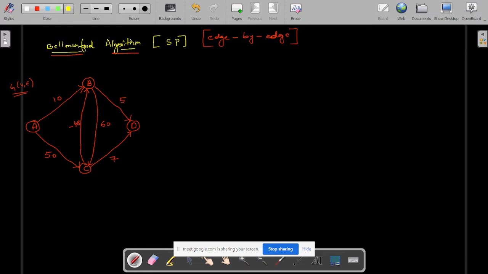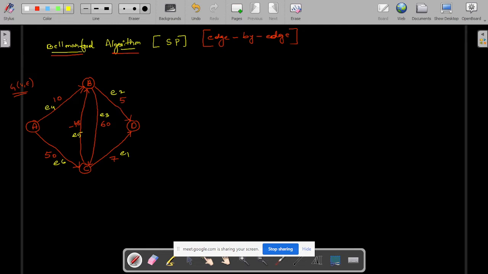Sir, you said edge by edge. What do I have to do now? Nothing, no need to do anything. Take E1 as edge 1. Consider this one as E2, edge 2. This one as E3, edge 3. This one as E4, edge 4. This one as E5, edge 5. And finally this one as edge 6. Clear? Everything is done perfectly.